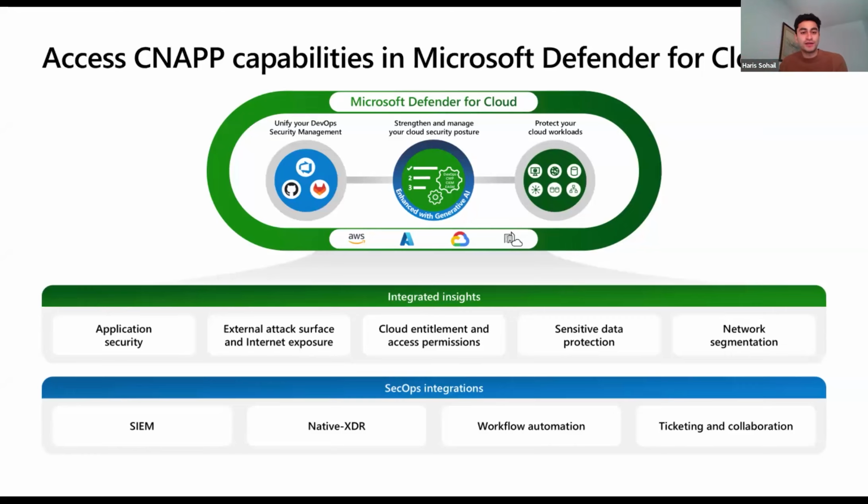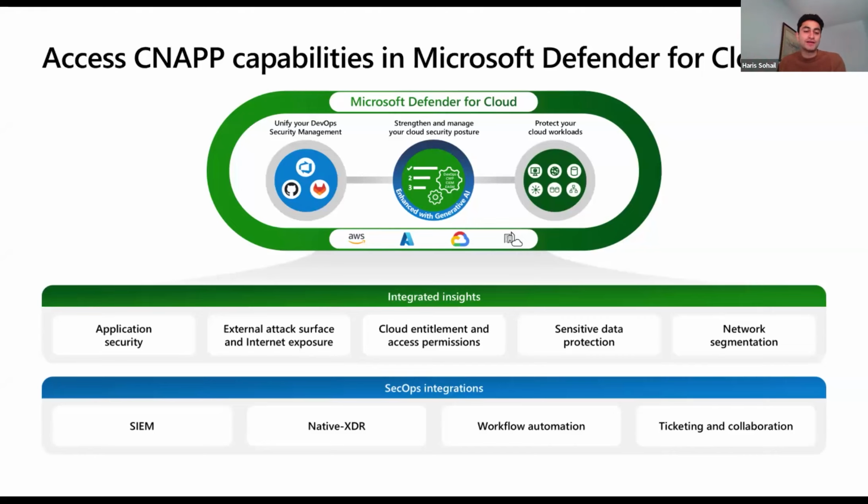But before I go into that, I just wanted to give a brief intro into Defender for Cloud as well for anyone that's new to this platform. So Defender for Cloud is what we call our Cloud Native Application Protection Platform, or CNAPP platform. And we basically break the values of Defender for Cloud into three distinct pillars. The first of which is really unifying your DevOps security management.